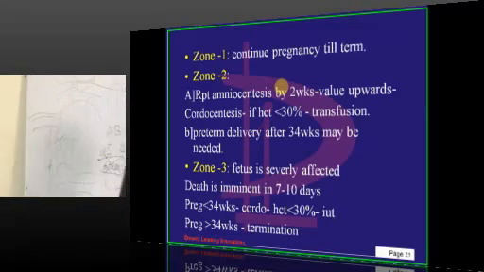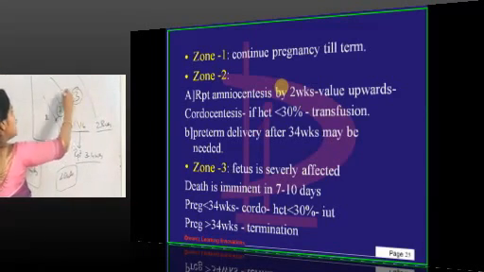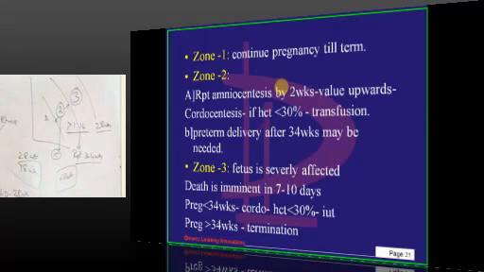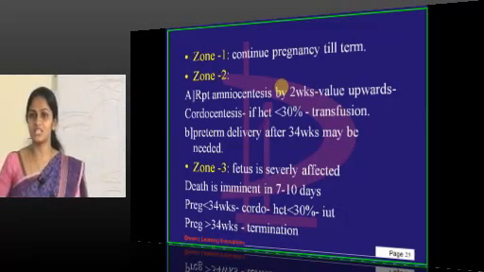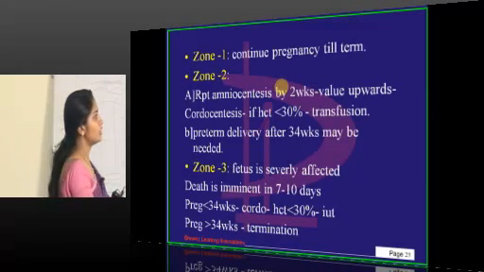Now what will I do in zone 3? Zone 3 is the dangerous zone. What does it indicate? It indicates that there can be death of the fetus within 10 days. But it doesn't indicate that you have to immediately do cesarean section or deliver. So now what am I going to do?